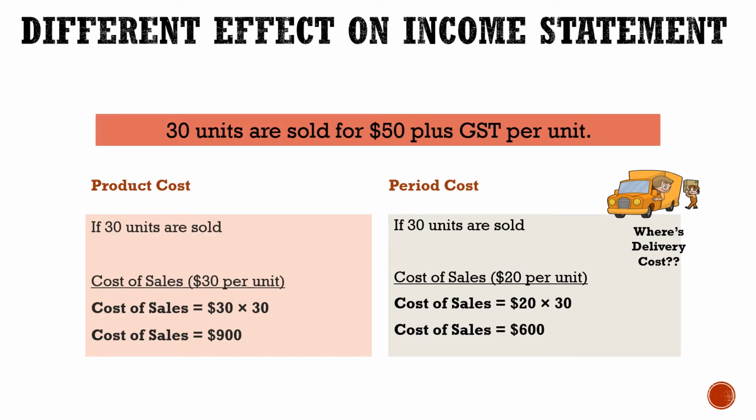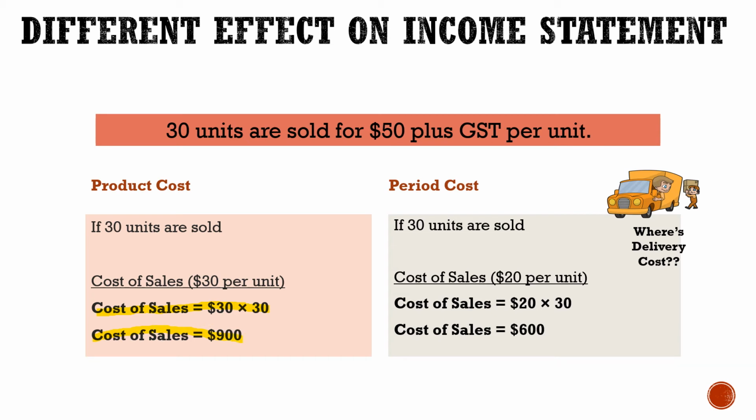Now let's assume 30 units are sold for $50 plus GST per unit. This is the selling price. If we are using the product cost method, the cost of sales calculation will be $30 times the 30 units that are sold. This gives us a cost of sales totaling to $900.